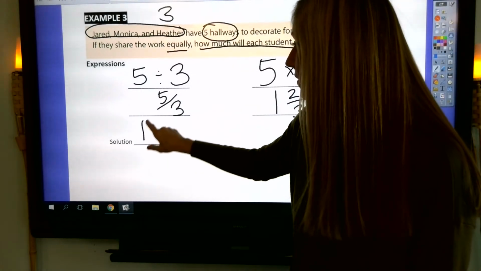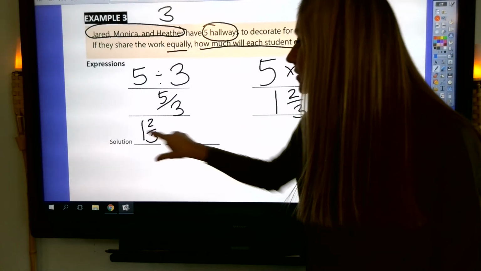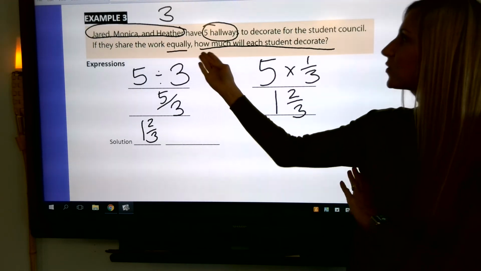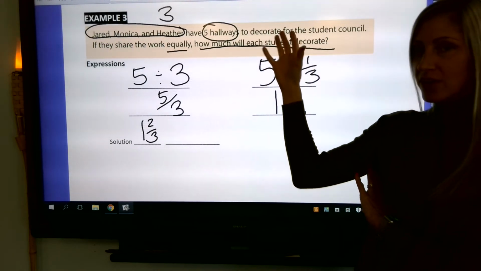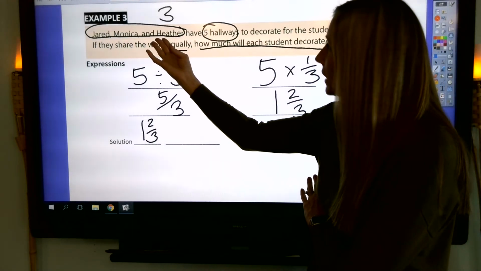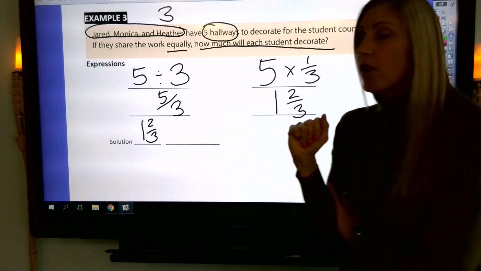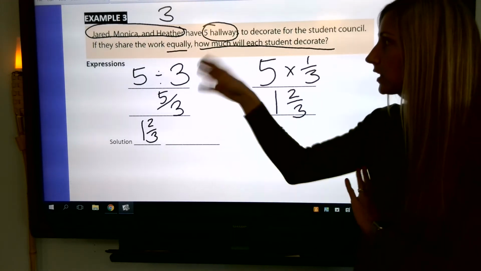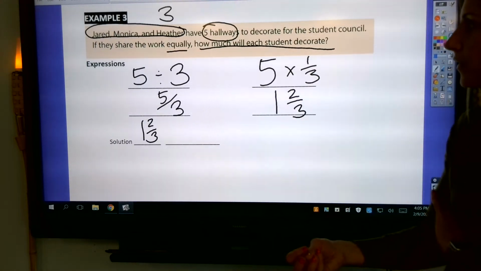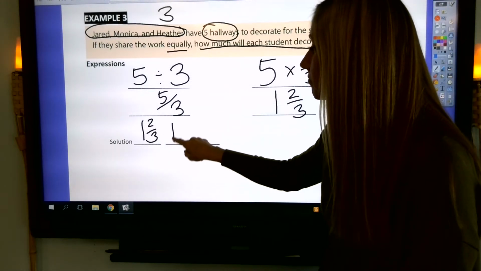So how would you write your actual solution? This is it. It's right there. We have it. 1 and 2/3. What's the label for this one? This one's tricky. They don't really say it in the question, so we have to look back at our numbers. And what are we talking about? Okay, well, we have kids, people, students, and then we have hallways. Well, we were dividing the hallways, and we wanted to know how much of each part of the hallway they were going to decorate. So it would be hallways.